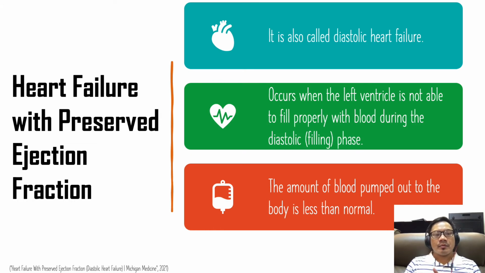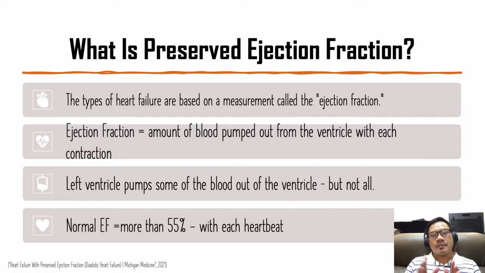So what is heart failure with preserved ejection fraction? It is also called diastolic heart failure. Heart failure with preserved ejection fraction occurs when the lower left chamber, or the left ventricle, is not able to fill properly with blood during the diastolic filling phase. The amount of blood pumped out to the body is less than normal. What does preserved ejection fraction mean?